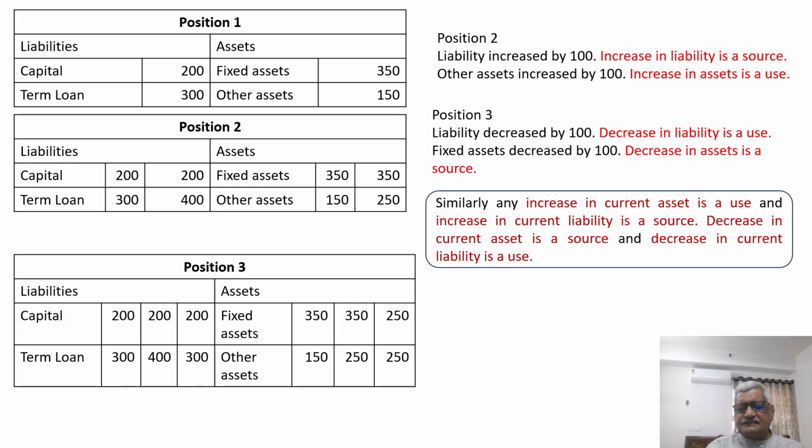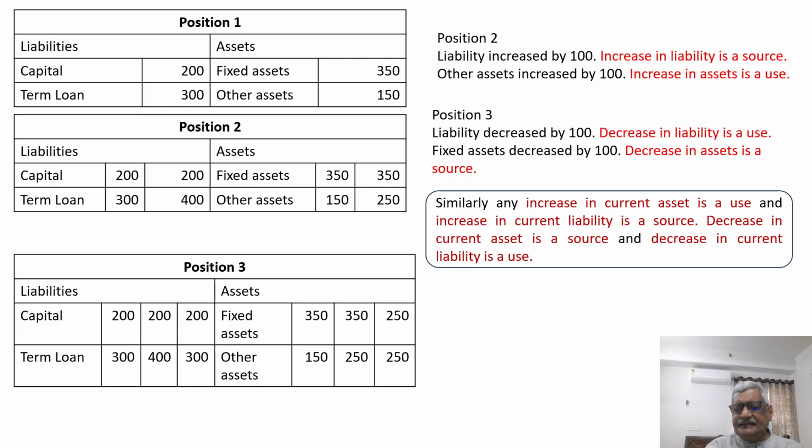So in position number 3, liability decreased by 100. A decrease in liability is a use. Fixed assets decreased by 100. A decrease in asset is a source.